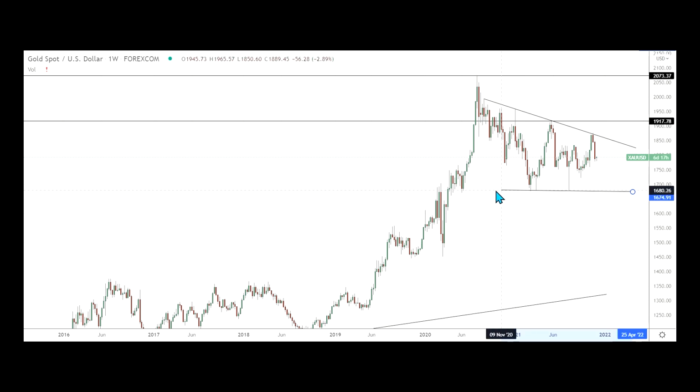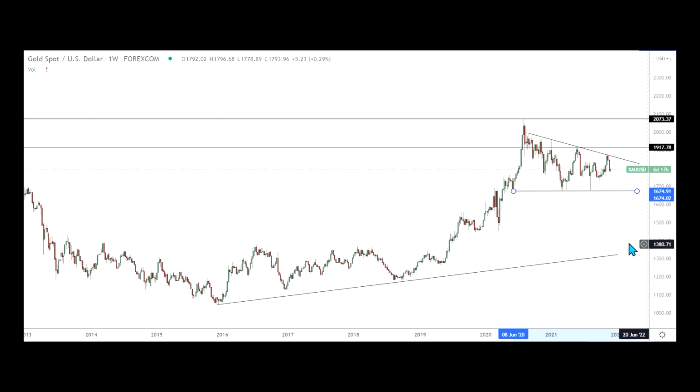But this type of chart pattern is actually not good, because you can see here it's forming a descending triangle. So it's making lower highs with the support level here. And at some point, based on the chart patterns, it's probably going to break 1673 here, and most likely reach this 1300, this trend line here that started from 2016.